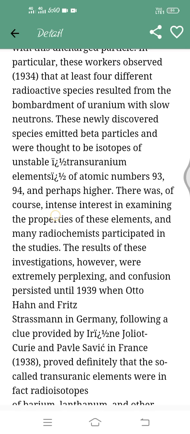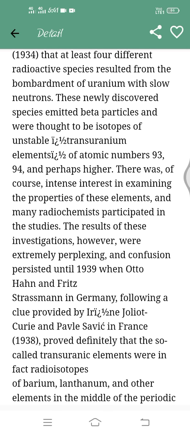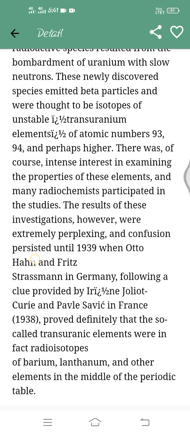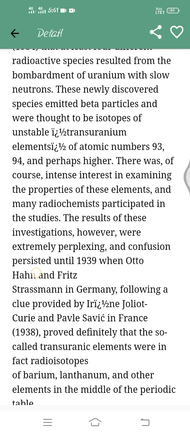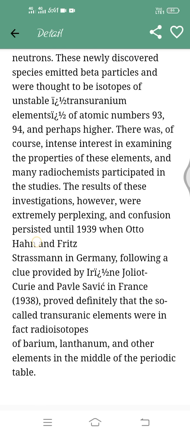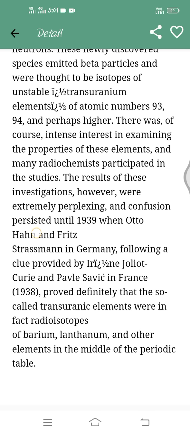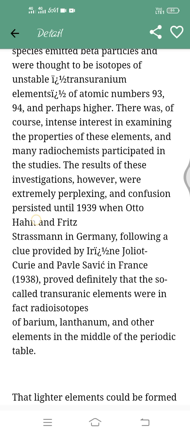In particular, these workers observed in 1934 that at least four different radioactive species result from the bombardment of uranium with these slow neutrons. These newly discovered species emitted beta particles and were thought to be isotopes of unstable transuranium elements of atomic number 93 and 94 and perhaps higher.